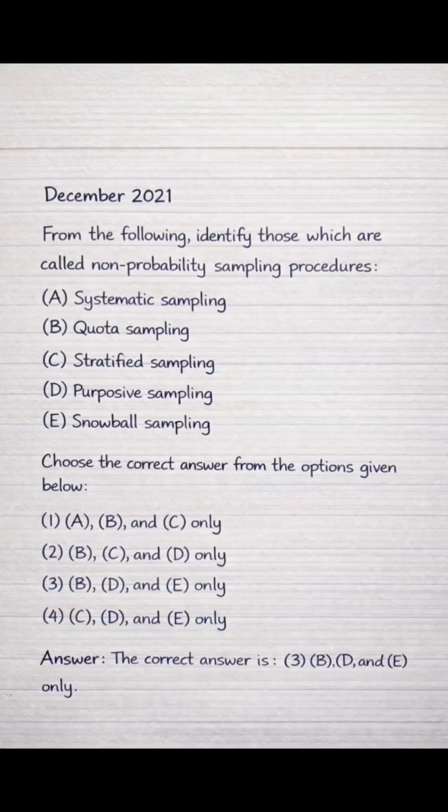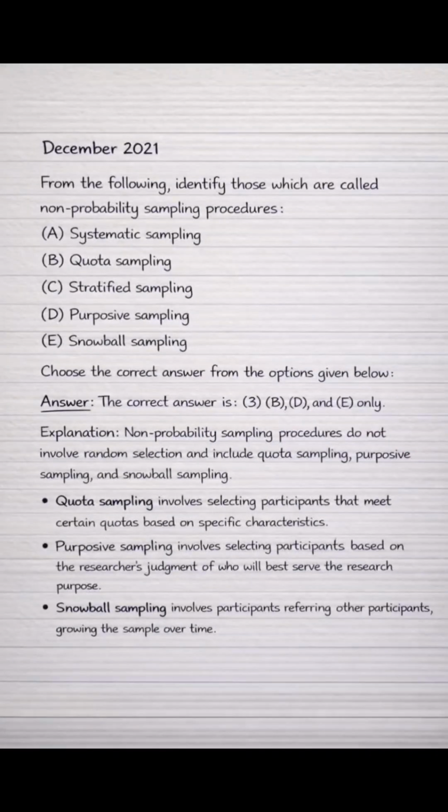So the options are A, systematic sampling, B, quota sampling, C, stratified sampling, D, purposive sampling, E, snowball sampling. So the correct answer is option 3, B, D and E only. Quota sampling, purposive sampling and snowball sampling are non-probability sampling methods. Why? Because selection is not based on random choice.